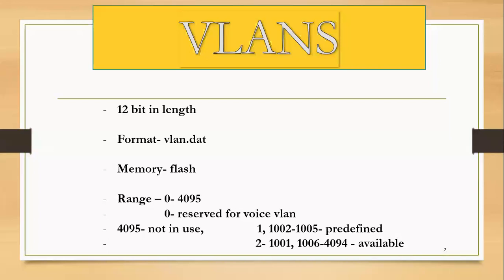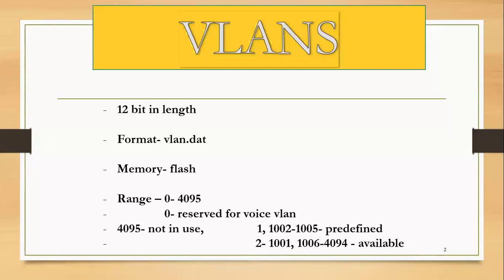VLANs, virtual LANs are virtual LAN segments created on the switch to provide security and to divide the broadcast domain of the switch. So let's get started with the database of VLANs. A VLAN that is created is 12-bit in length. The format of VLANs is VLAN.dat. The memory of the switch in which the VLANs are stored is the flash memory.